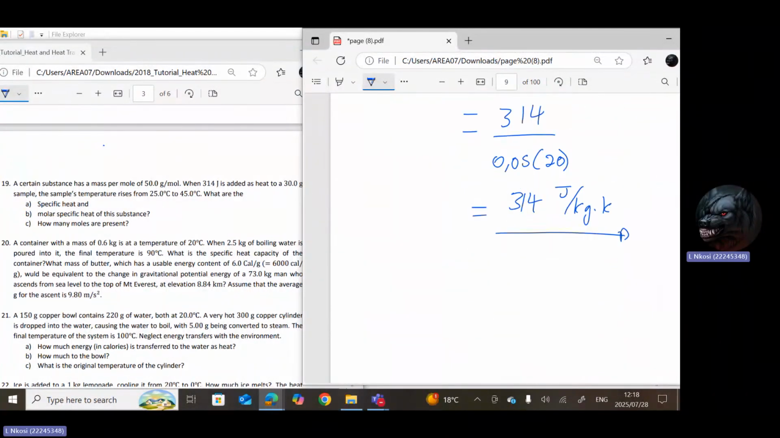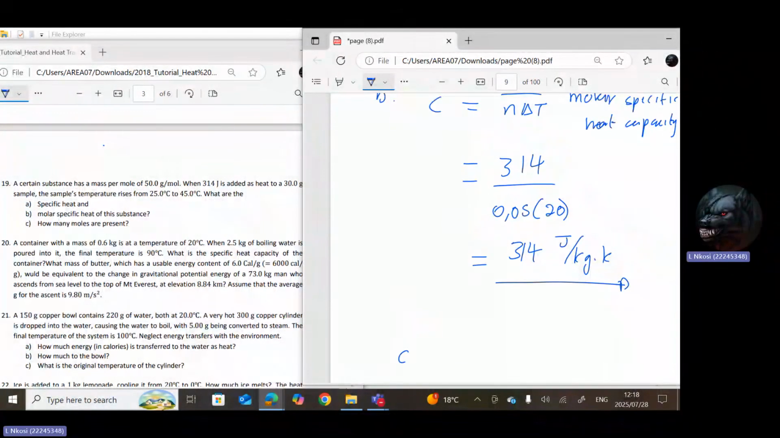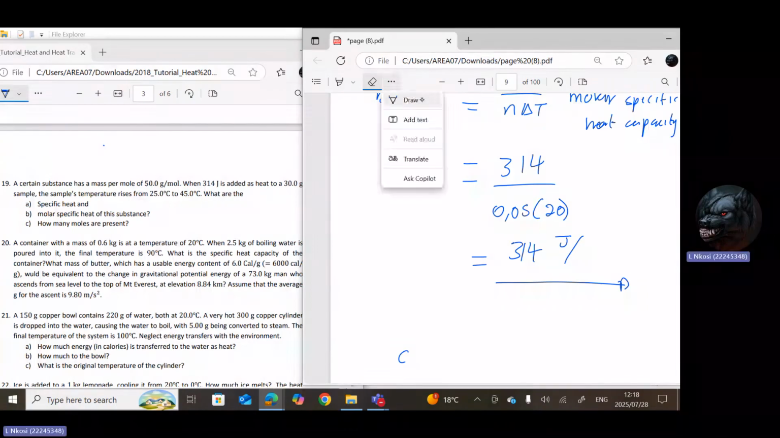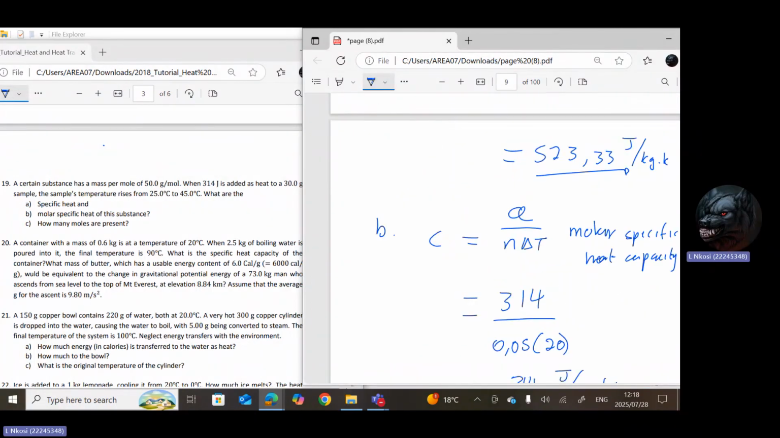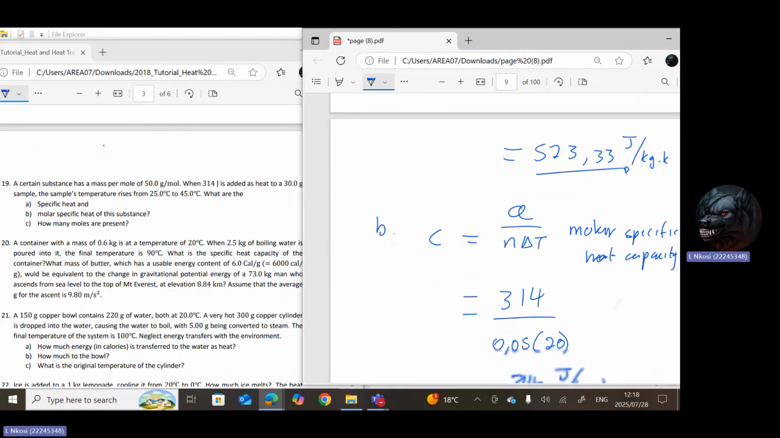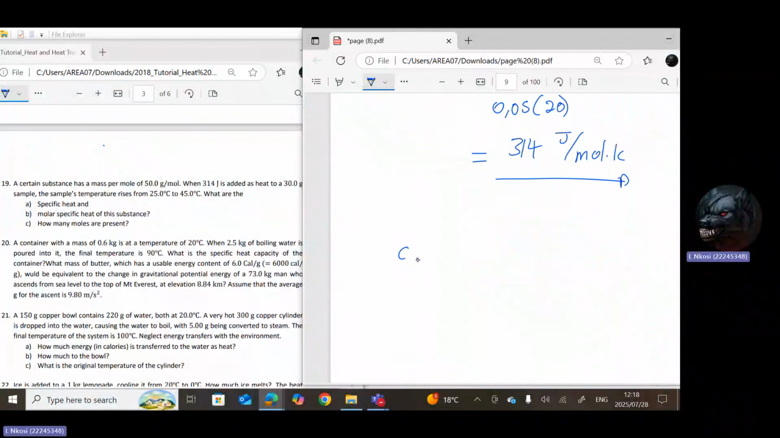And then they ask, how many moles are present? How can you find the number of moles? This is not per kilogram Kelvin, sorry, it's per mole Kelvin. With the molar specific heat, it's per mole Kelvin, different from kilogram Kelvin. So, find the number of moles present.